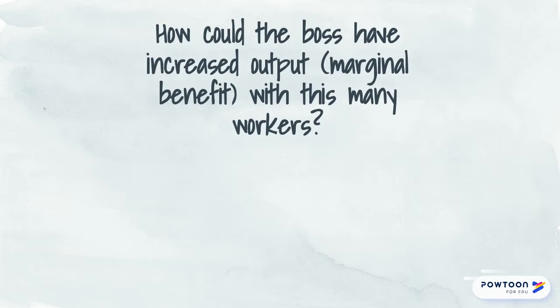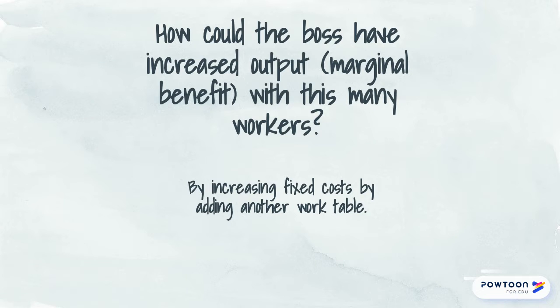In our example, how could the boss have increased output, or the marginal benefit, with the workers that he had? He could have increased his output and his marginal benefit by increasing fixed costs by adding another work table.